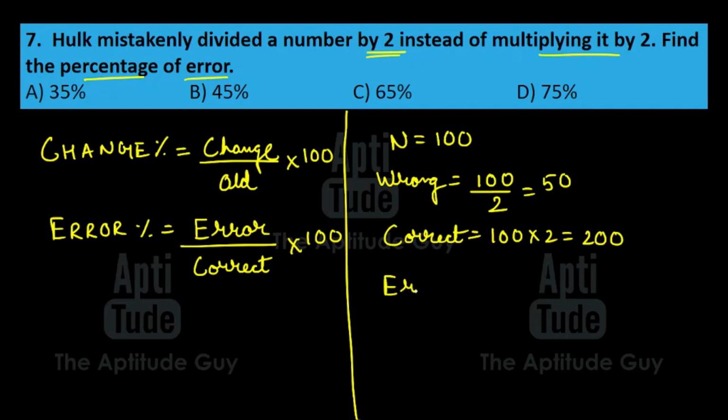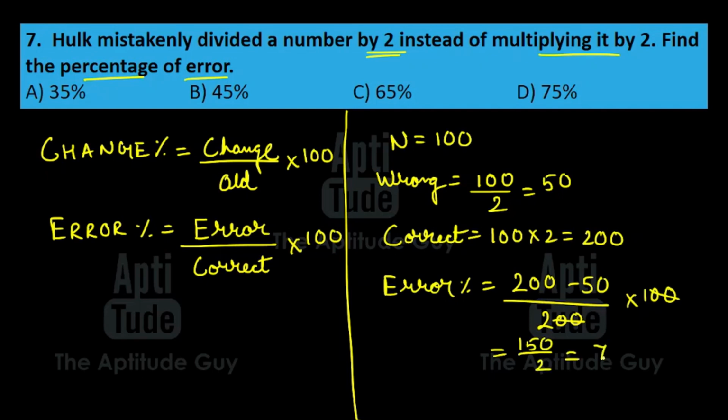So what is the error percentage now? First of all, the numerator is the error. What is the error? The difference between the two, of course. 200 minus 50. Divided by what? Divided by the correct value. Correct value is 200 into 100. So 0 and 0 gone. We have 150 divided by 2. The answer is 75%. Answer is option D. That's it. So if at all you ever have a doubt about the denominator, think about it that way. What am I comparing it with? That's it.